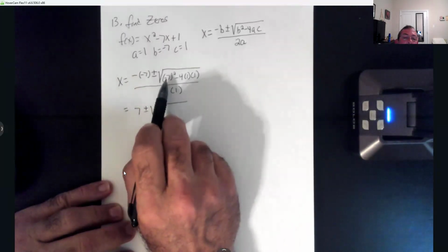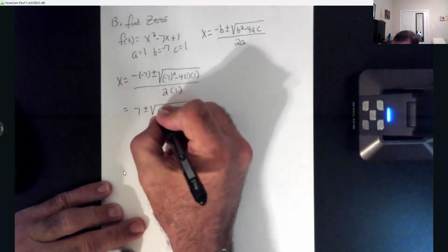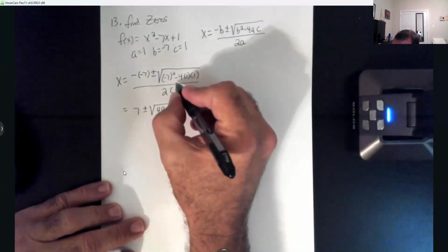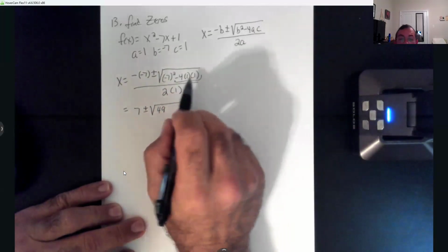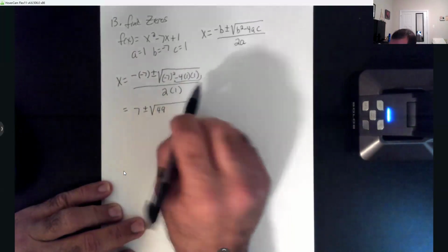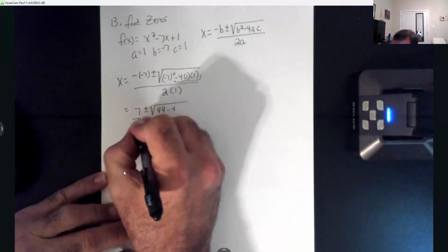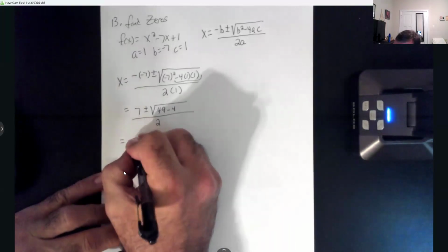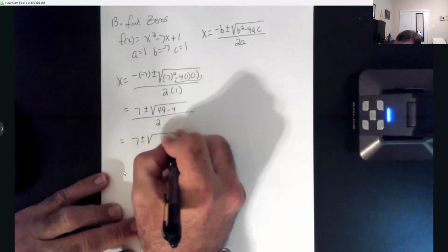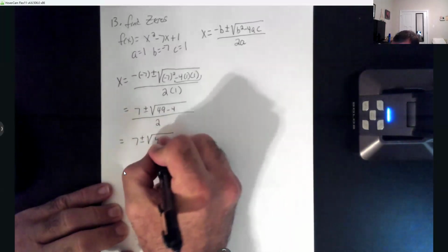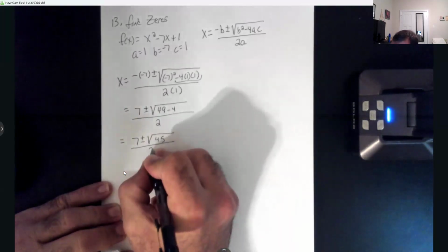All right, y'all, let's see what we get. Negative 7 squared, that'd be negative 7 times negative 7. You're going to get 49. Now, all this stuff on the right side is getting multiplied together. So negative 4 times 1 is negative 4. And then on the bottom, 2 times 1 is 2. So my next step is to figure out 49 minus 4, which is 45, and then all that over 2.